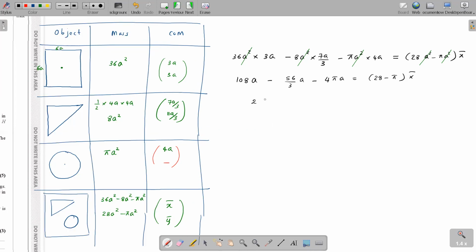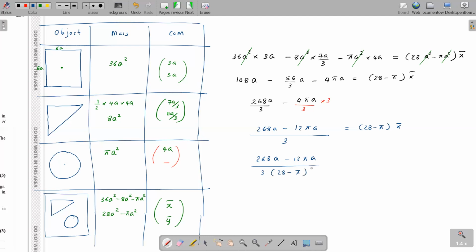268a over 3 minus 4 pi a over 3. No, sorry, just 4 pi a. So I think before I bring this guy down as a division, it's better that I take the LCM with 3. Then I get here 268a minus 12 pi a, whole thing divided by 3. Okay. And then we can bring this guy down: (268a minus 12 pi a) over 3 times 28 minus pi equals x bar.